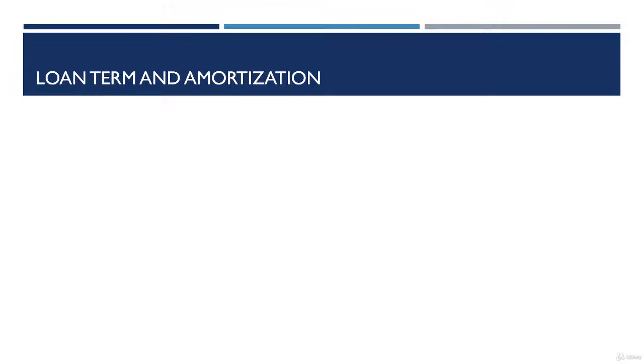Let's talk about loan term and amortization. Now, don't confuse the words term and amortization. They're two different things. Usually, a bank will give you a term, for example, a 10-year term or a 7-year term, but the mortgage payment will be amortized over an amortization cycle that is significantly longer than the term of the loan. Generally, a loan is amortized over 20 years, 25 years, or a 30-year period.